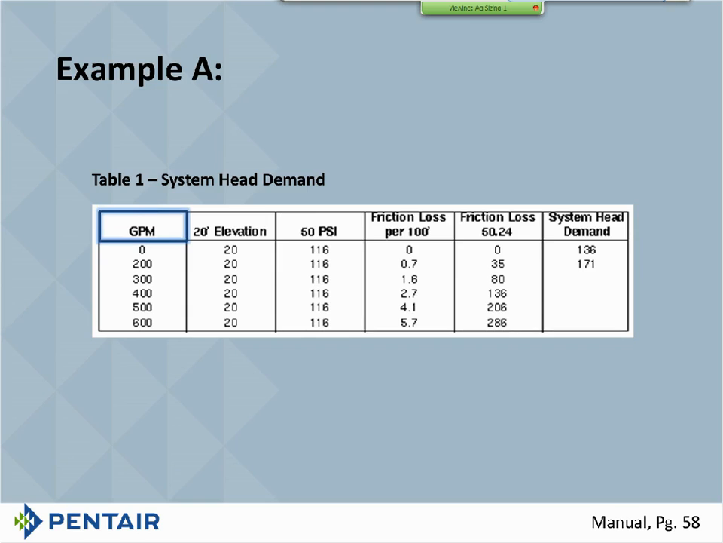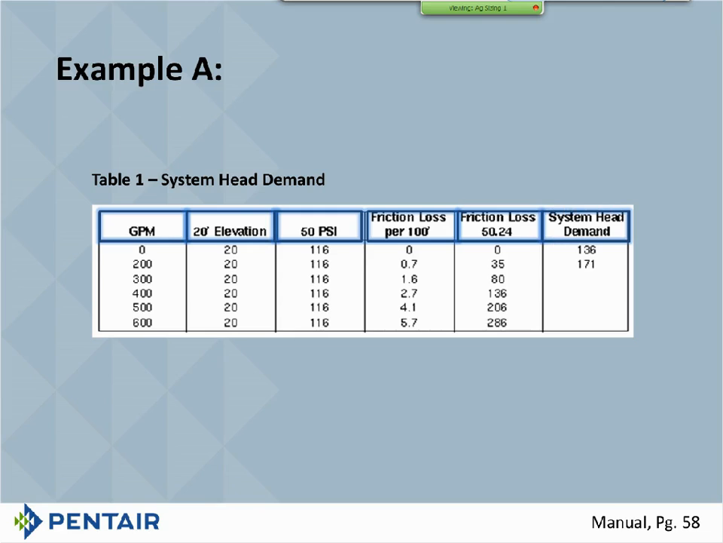So in our chart, we've got gallons per minute, that 20-foot elevation. We're always going to need that 50 psi, so all the systems require that. Then there's your friction loss per 100. Your total friction loss, remember, you're going to take that 5,024 feet, divide it by 100, which gives you 50.24 100-foot lengths of pipe. And then you multiply that times your friction loss per 100 to get your friction loss. And then that's going to give us our total system head demand.